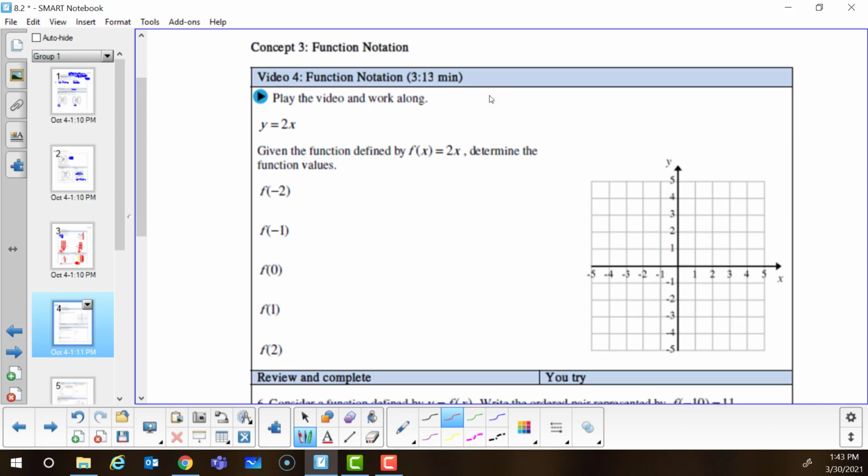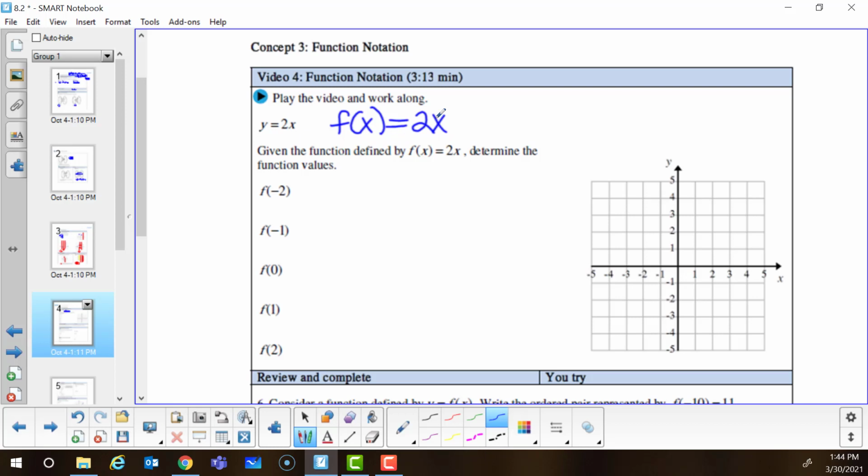Another way to write functions is something called function notation. So function notation looks something like this, f of -2. Now notice, when we graphed, we used xy notation because we always solved things for y, so y equals 2x. With function notation, I can change that up a little bit and say that f of x equals 2x. And all this means is that it's just a way to write this equation or this expression.